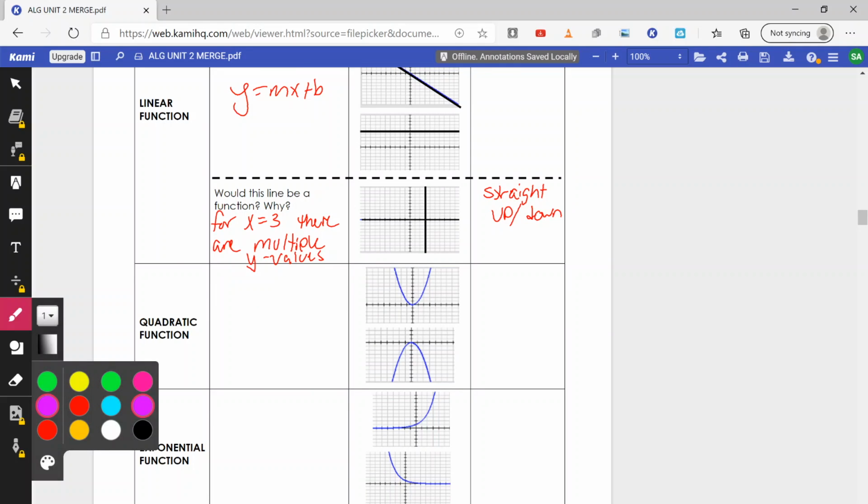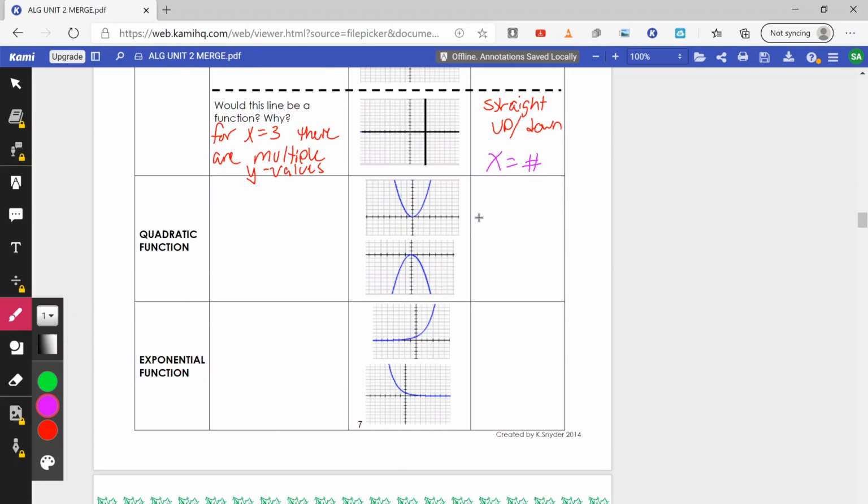And the parent equation for a vertical line is x equals a number. And we don't know what the number is, but in this case, on our graph here as an example, it would be x equals 3. If I have an equation beginning x equals a number, we know it's a vertical line.